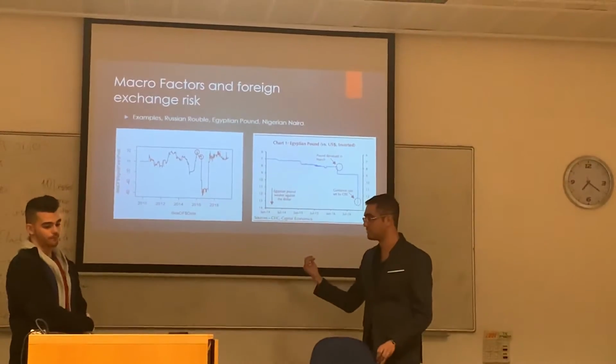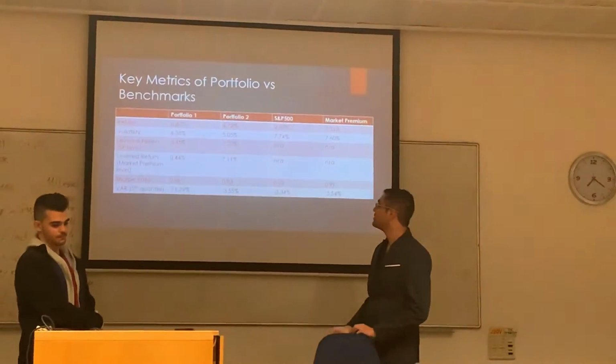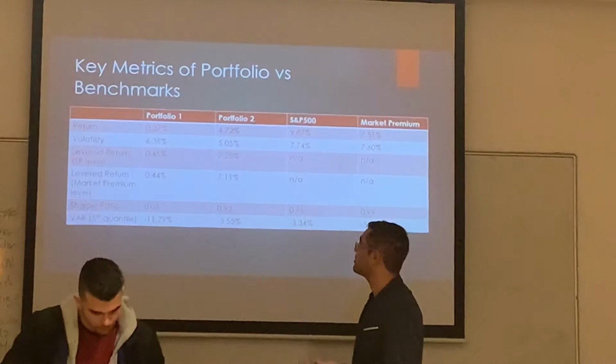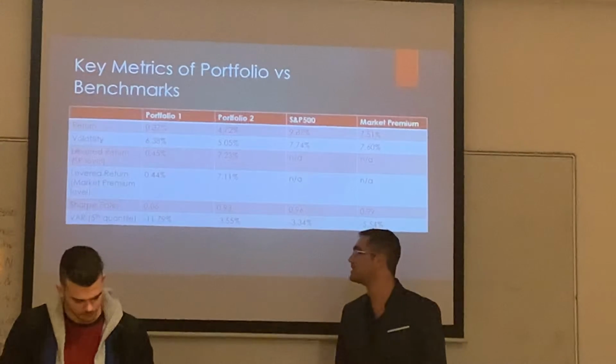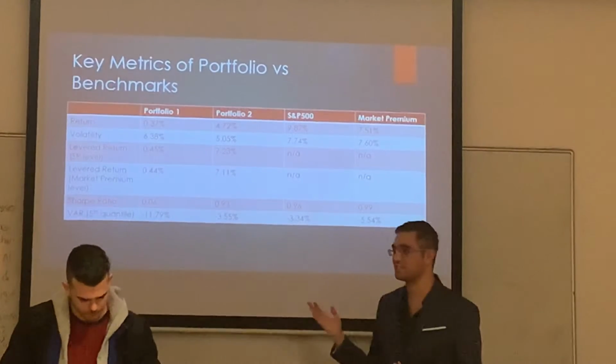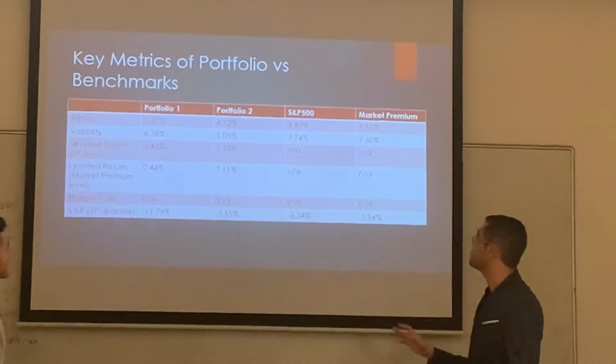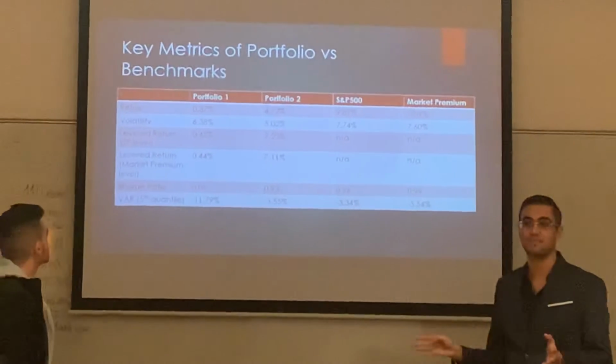Now we're going to be able to see the results. As you can see in portfolio 1, where we selected everything very randomly, we get close to 0% returns, high volatility, almost non-existent Sharpe ratio, and the value at risk very high. So it's very bad. So we're going to be focusing on portfolio 2 for the rest of this presentation when we're talking about carry.